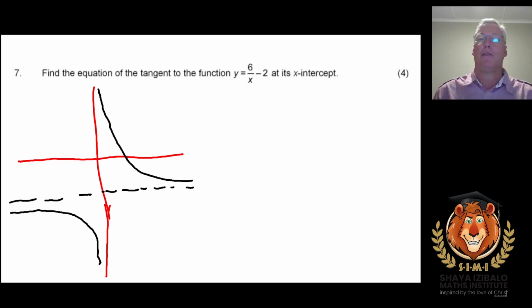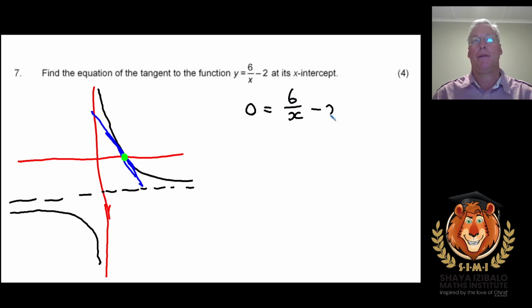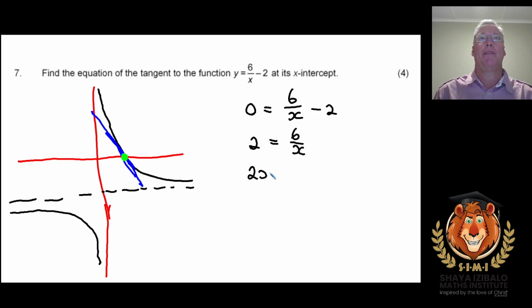But this asks us to find the equation of the tangent somewhere through there at the x-intercept. Now we can find the x-intercept very easily by letting y be 0. So in this equation, we're going to let y be 0. It equals 6 over x minus 2. Add 2 to both sides, we get 2 equals 6 over x. We're going to multiply both sides by x to get rid of the fractions.